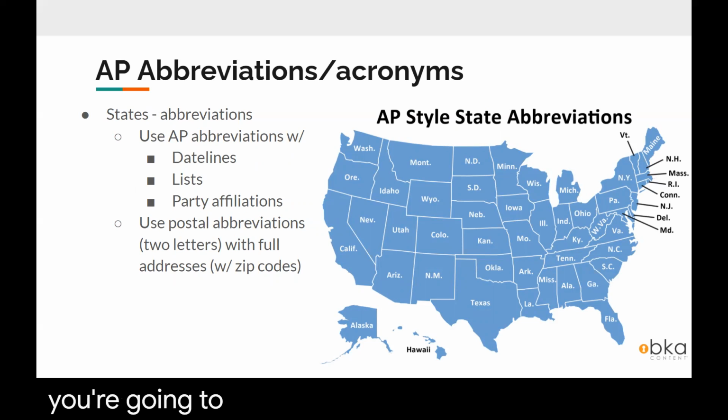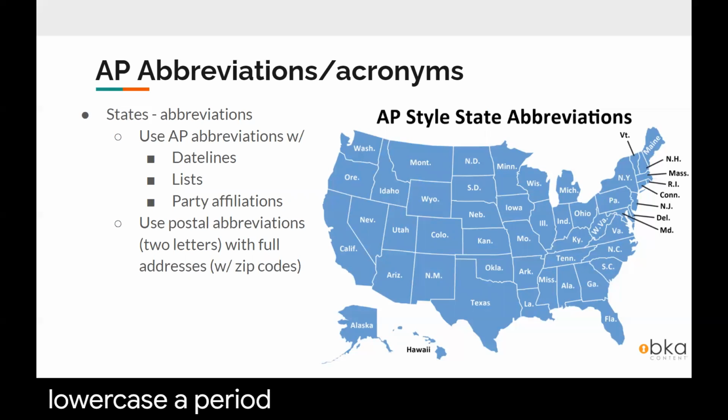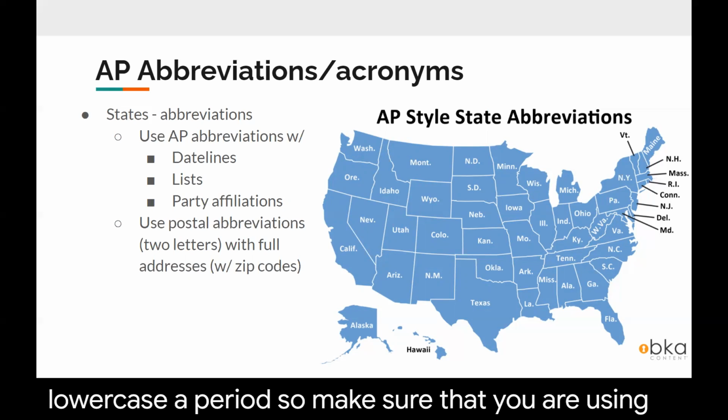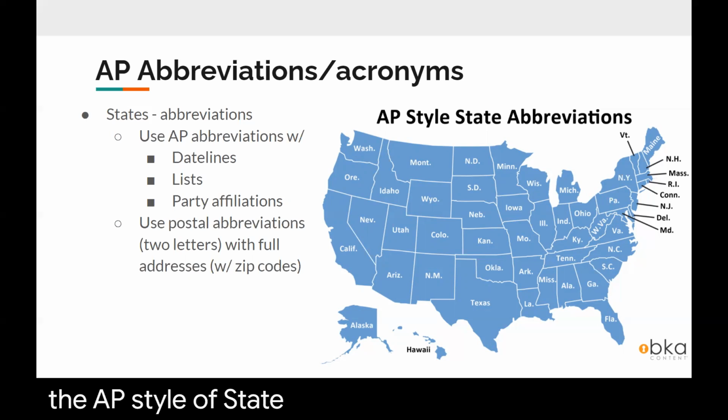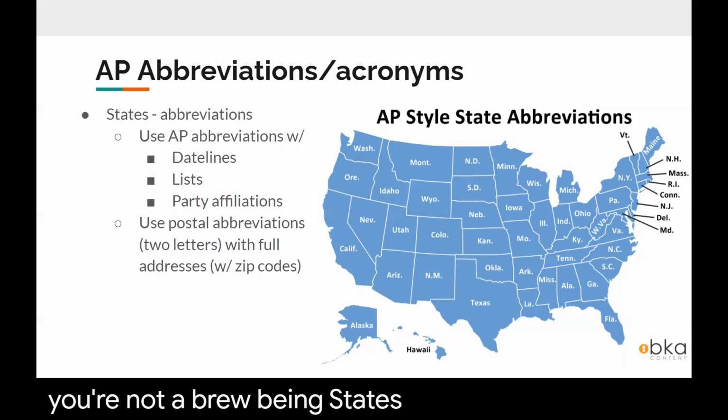But the abbreviations for AP style do not use the postal codes like AL for Alabama. Instead, you're going to use the abbreviations you see to the side here. Alabama's is capital A, lowercase l, lowercase a, period. So make sure that you are using the AP style of state abbreviations when writing and following the appropriate abbreviation rules so that you're not abbreviating states very often.